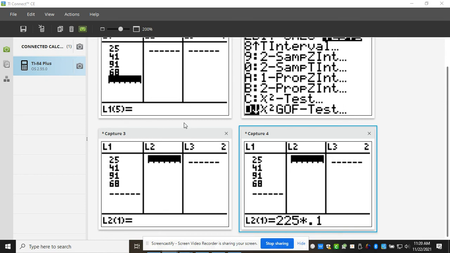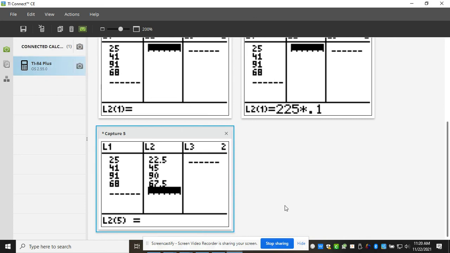And then you can keep going. 225 times 0.2, 225 times 0.4, and 225 times 0.3. I don't think that's very difficult, but if you wanted to, because I'm doing the same math over, and I don't like going out of order.